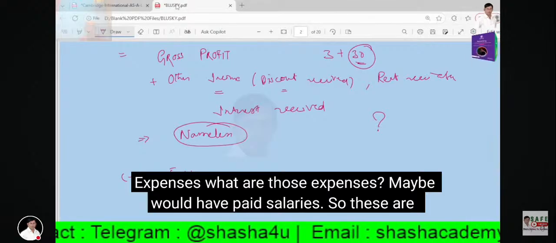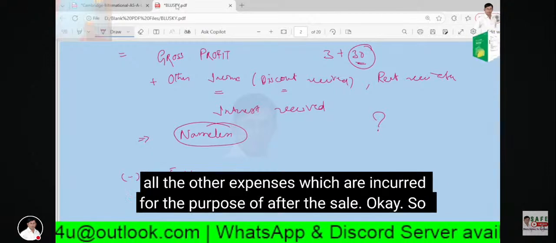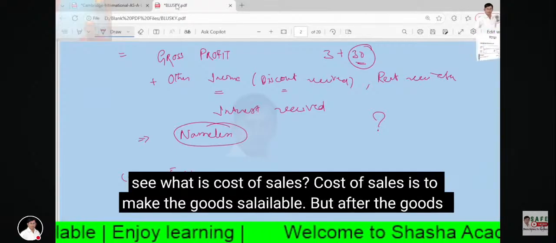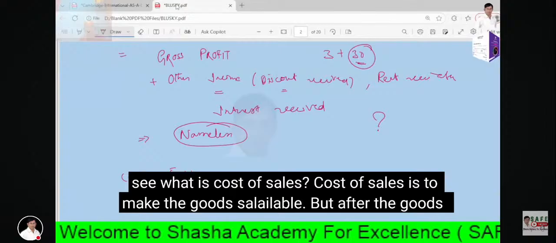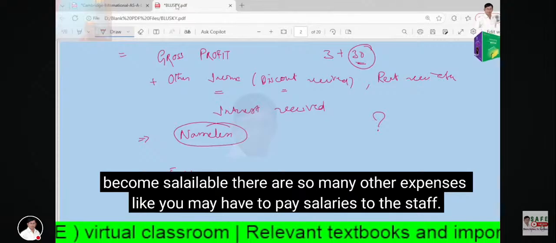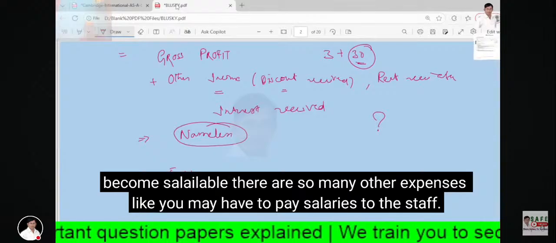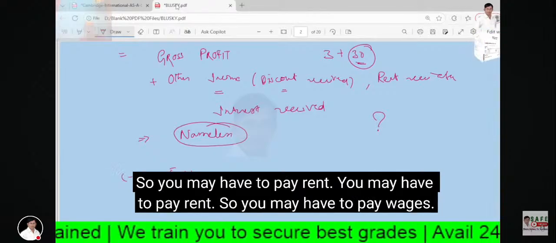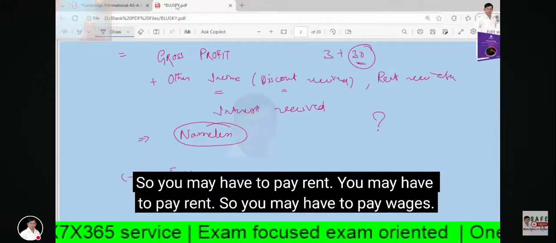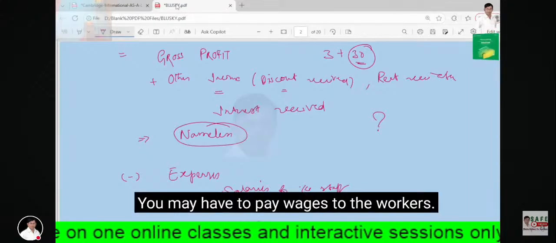What are those expenses? Maybe you would have paid salaries. These are all the other expenses incurred after the sale. What is cost of sales? Cost of sales is to make the goods saleable. But after the goods become saleable, there are so many other expenses. You may have to pay salaries to the staff, you may have to pay rent, and you may have to pay wages to the workers.